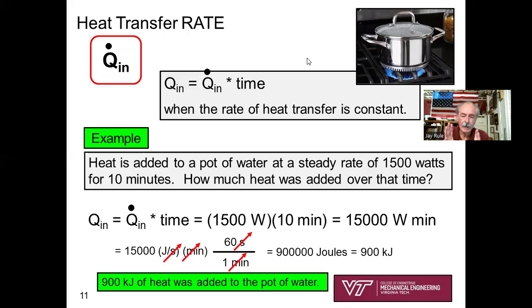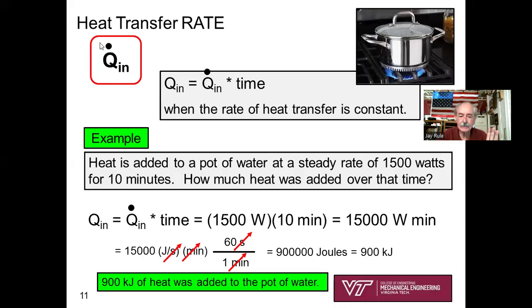But anyway, I want to talk about the rate at which heat is added. So this is very commonly observed, right? You're adding heat at a certain rate for a certain time. And so this is good old common sense: the amount of heat added to this pot is going to be the rate at which we're adding heat times the time. Simple as that. It's not even like a differential equation for this one, right?